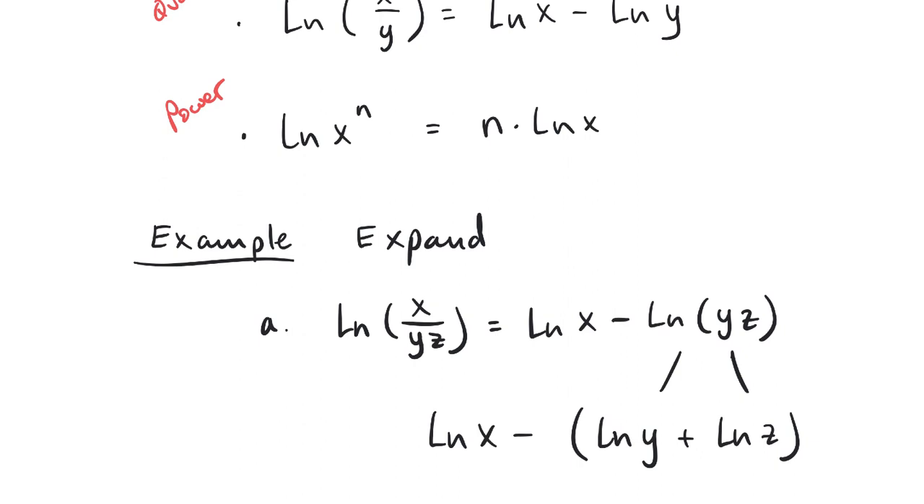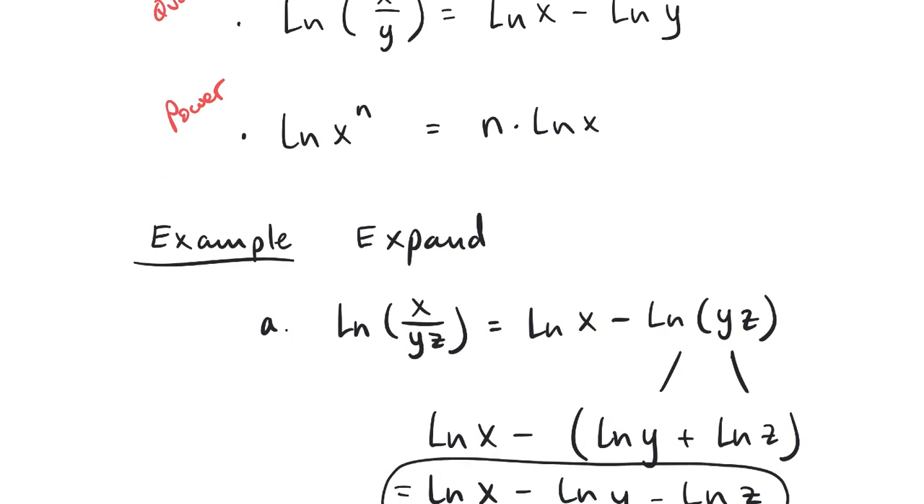And you can either keep it like that or distribute the minus sign: natural log of y minus natural log of z. And this would be the complete expansion of what we started with. So these two expressions are equal to each other numerically speaking. This is called condensed form, this is called expanded form.